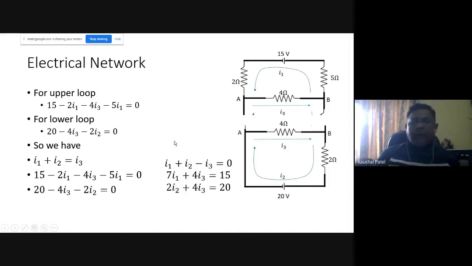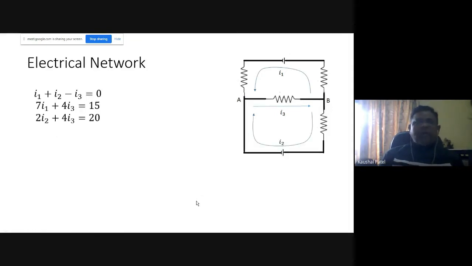Now we can convert these into equations in proper form. I1 plus I2 minus I3 equal to 0. Then 5 I1 plus 2 I1 is 7 I1, so with the sign neglected, 7 I1 plus 4 I3 is equal to 15. And the next one is 2 I2 plus 4 I3 is equal to 20. So these are three equations in three unknowns, which we can easily solve.